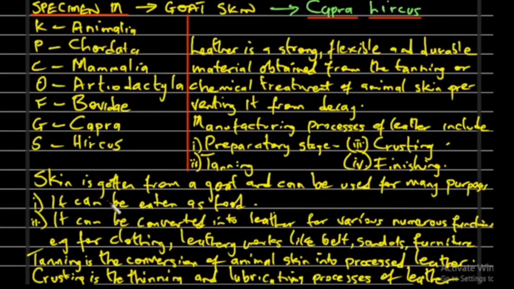Number one is that it can be eaten as food, and also it can be converted into leather for various numerous functions, e.g. used as clothing, leathery works like belts, sandals, furniture, etc.